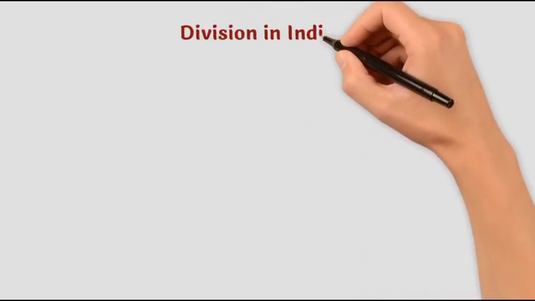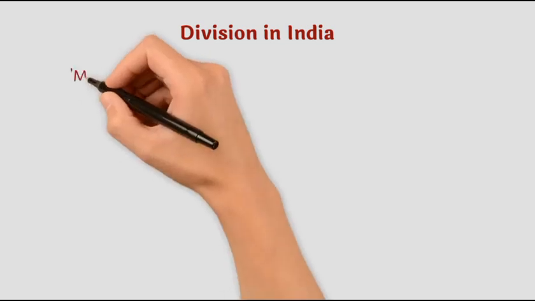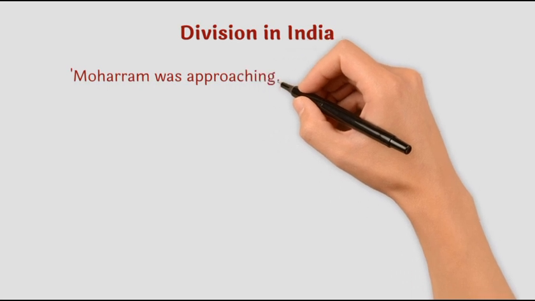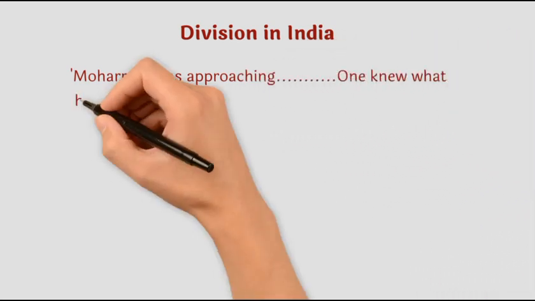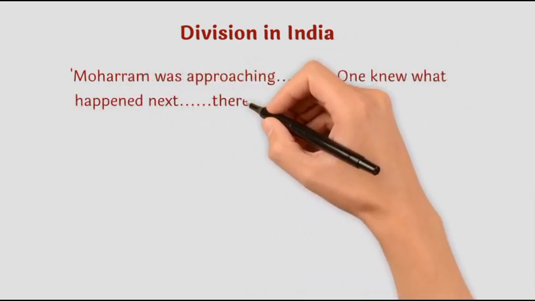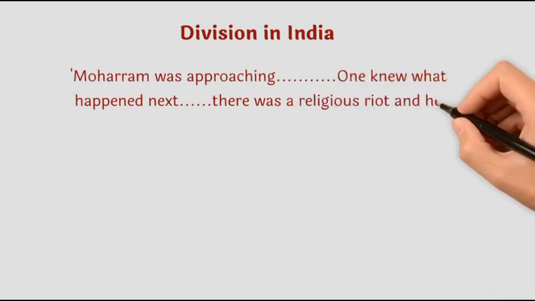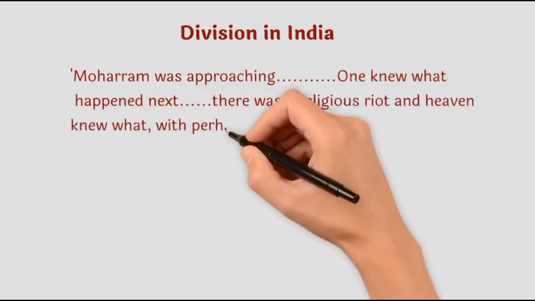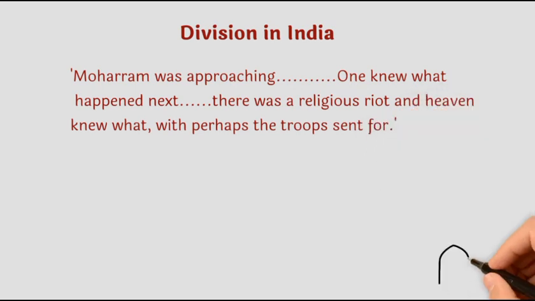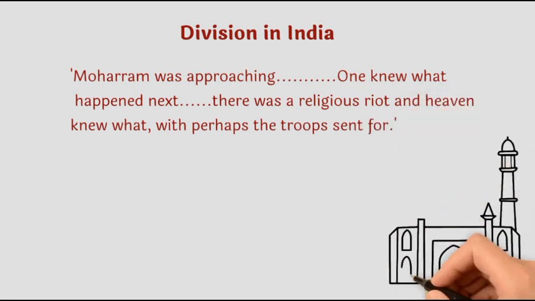Then coming towards division in India. In India, there were many religions, castes or cultures, so the division was obvious. Whenever Muharram approached, Muharram is a religious month of Muslims, whenever it approached, there were disputes between Muslims and Hindus, and then the British had to send troops to stop all this mess.